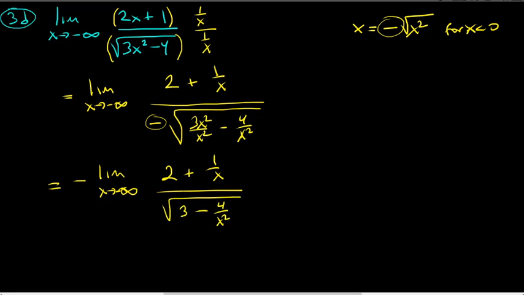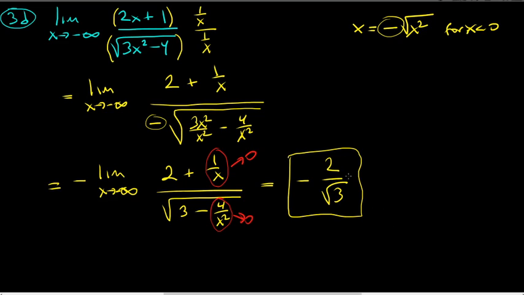Now you can use the property that anytime the numerator is a constant and the denominator contains some rational power of x, and 1 and 2 are rational numbers, so that's fine, these just go to 0. So what are we left with here? We're left with the negative in front and then 2 over the square root of 3.